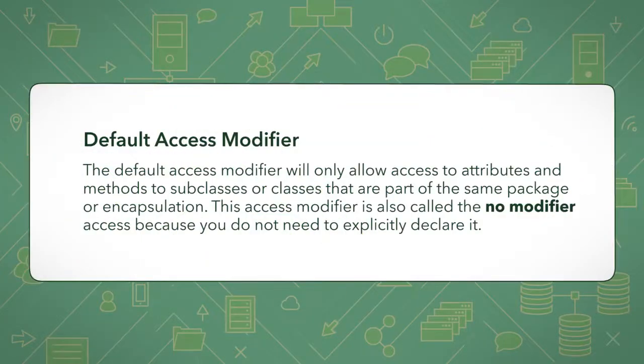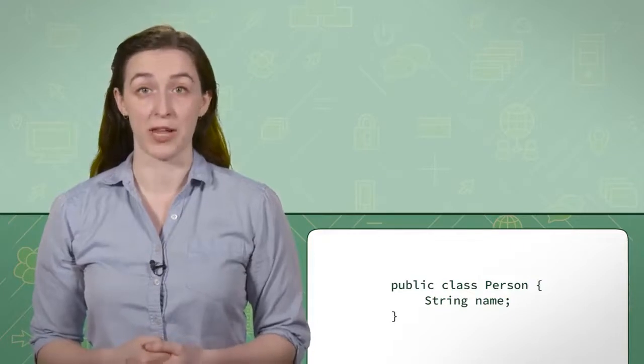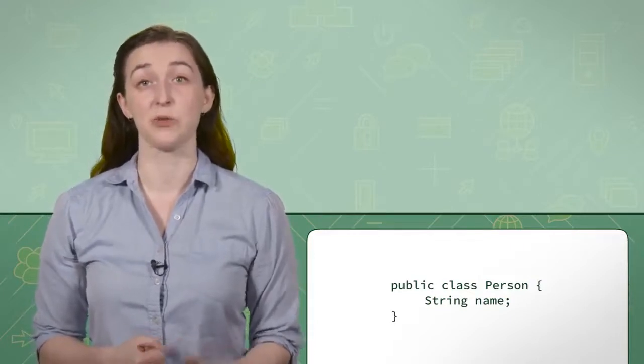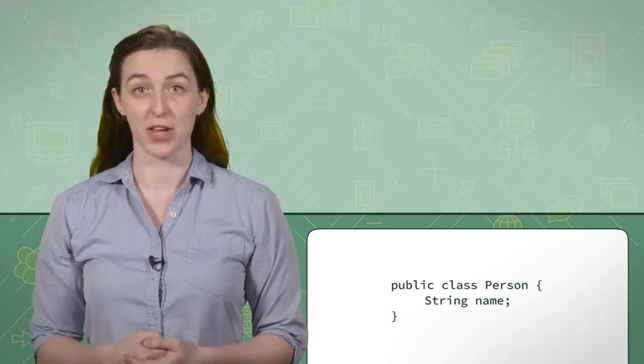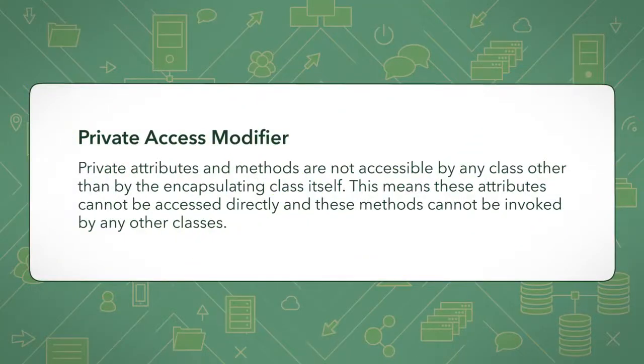The default access modifier will only allow access to attributes and methods to subclasses or classes that are part of the same package or encapsulation. This access modifier is also called the no modifier access because you do not need to explicitly declare it. See how we haven't declared any access modifier for a name attribute? This will set the access to default access and apply the default access level. The last access modifier is called private.